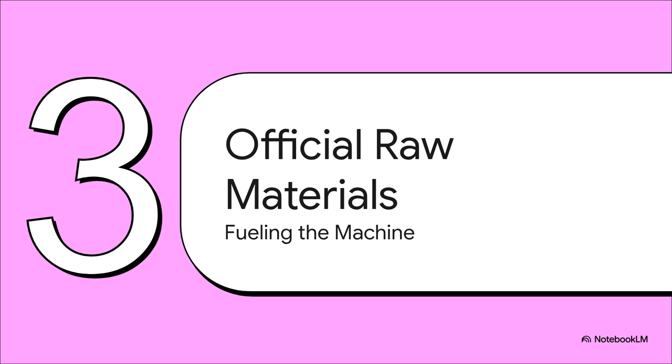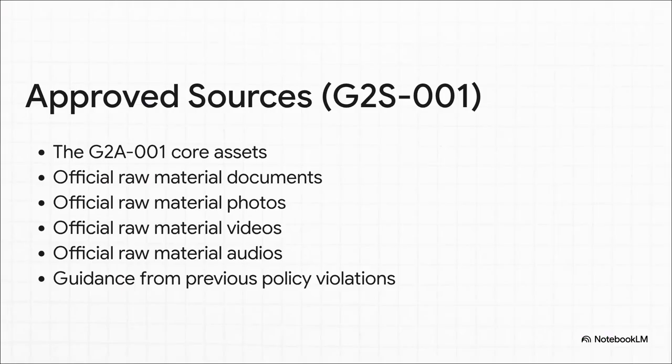Okay, so the machine has its blueprints and a start button. But what's it actually building with? What's the fuel for this engine? Well, as you've probably guessed by now, this machine is on a very, very strict diet. This list here, this is everything this system is allowed to touch. It can use the core assets, of course. It has a library of official documents, photos, videos, you name it. But look at that last one. Guidance from previous policy violations. Isn't that interesting? The system is literally designed to learn from its own mistakes, turning past errors into raw material to do better next time.